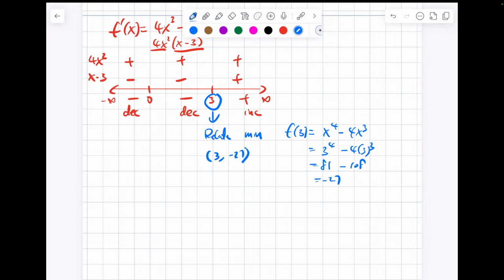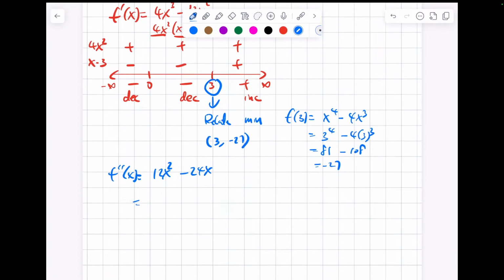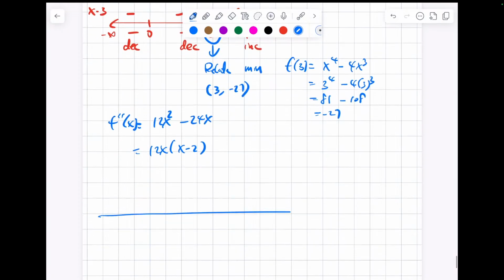Now I'm going to take the second derivative. This is the only part where I'm doing calculus. All the other parts are pre-calculus. The second derivative is going to be 12x squared minus 24x. And if you factor out 12x, it's going to be x minus 2. You have to do another number line test.